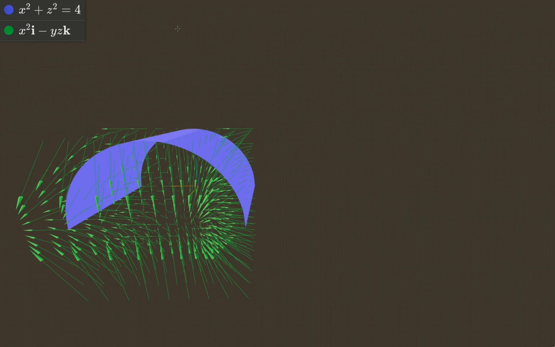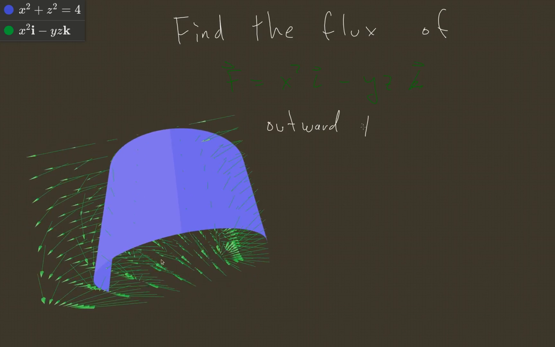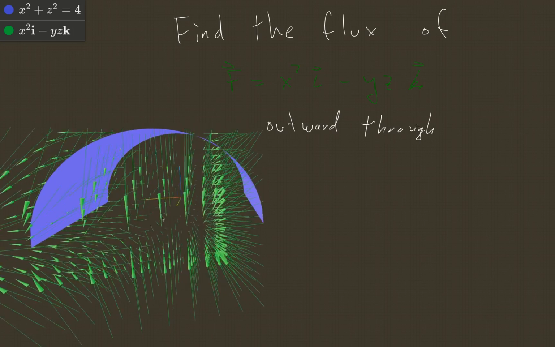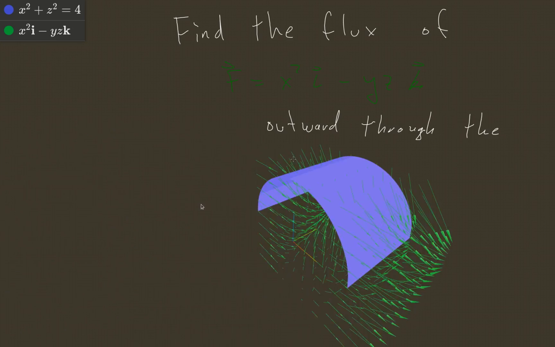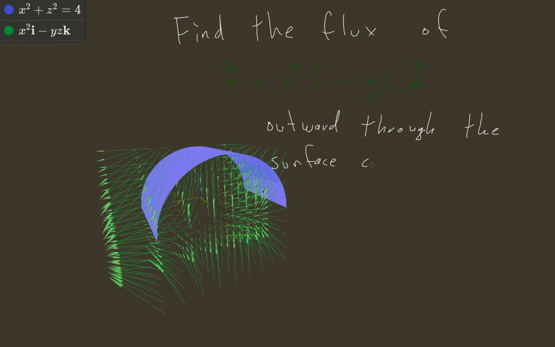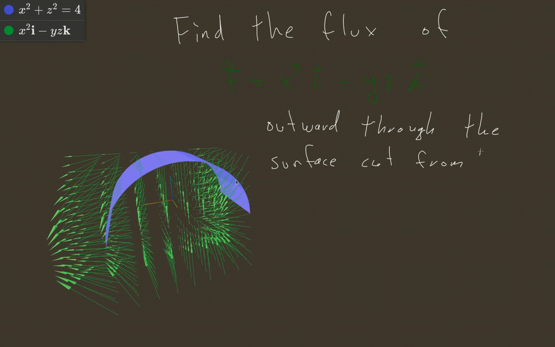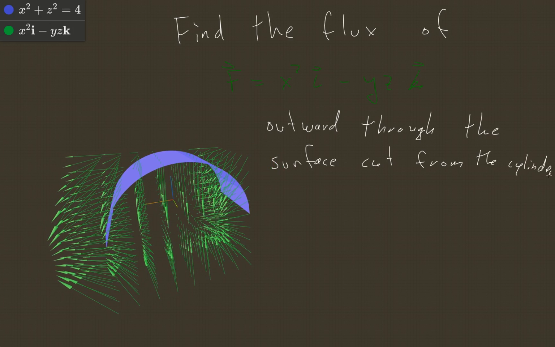So now let's do an implicit example. We'll find the flux of the vector field F equals x squared i minus yz k outward through, how do we want to say this? The surface cut from the cylinder x squared plus z squared equals 4.